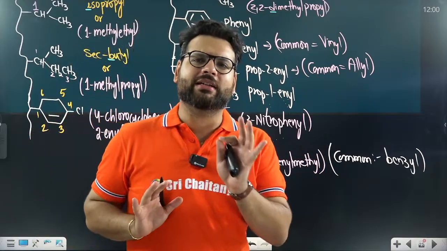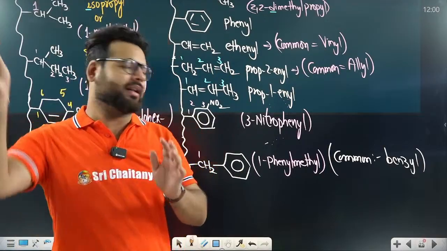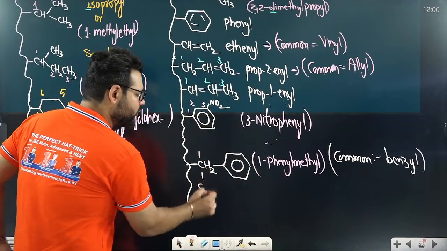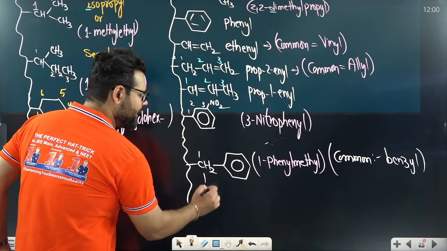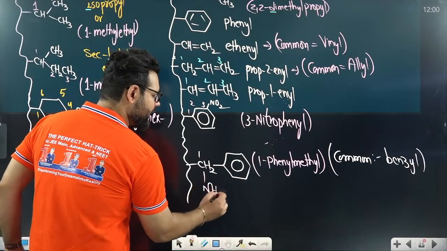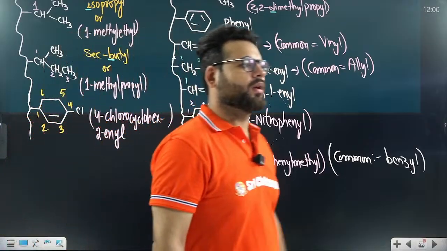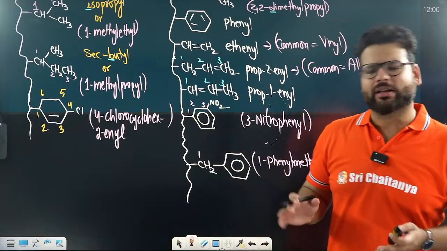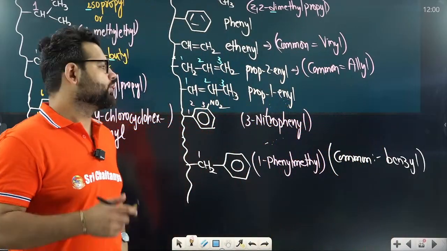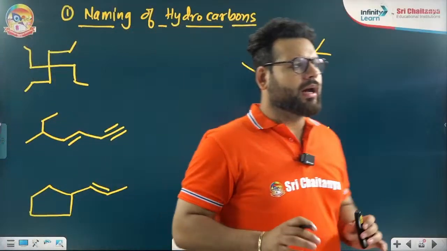Benzyl is a common name you can use for benzyl chloride, meaning benzene CH2Cl. Anything attached to this group is called benzyl: benzyl chloride, benzyl alcohol, benzyl amine, like that. These are just common names. Benzoyl and the others will be used later, and I'll tell you what benzoyl is. Now let us start with the naming of hydrocarbons.